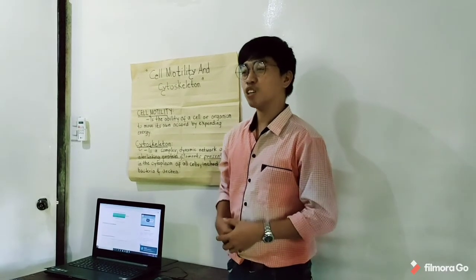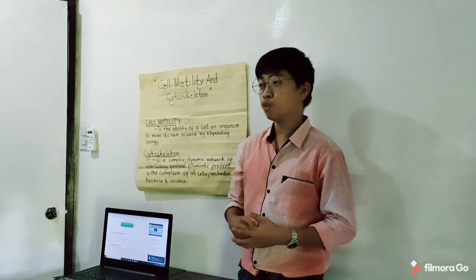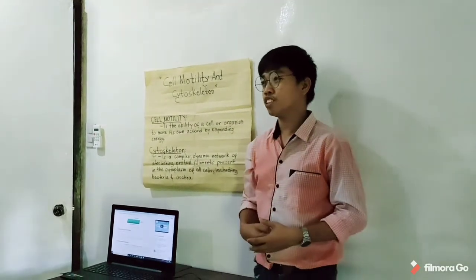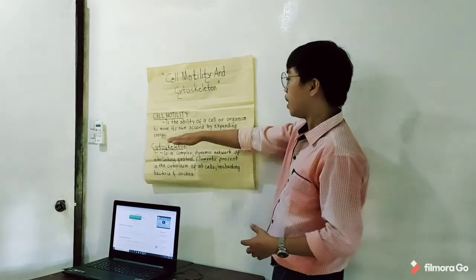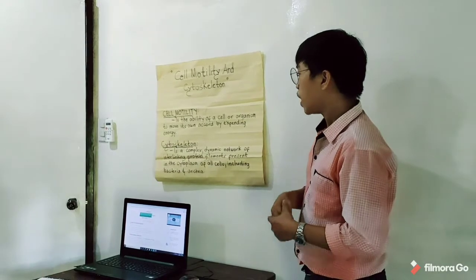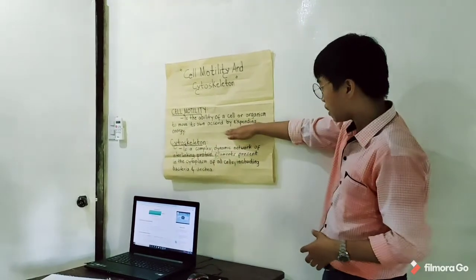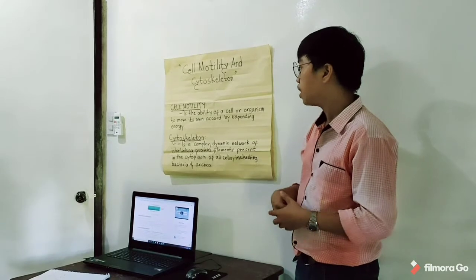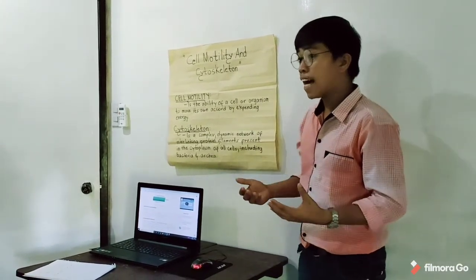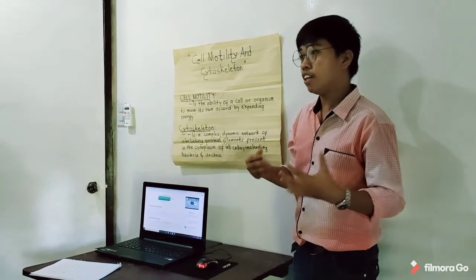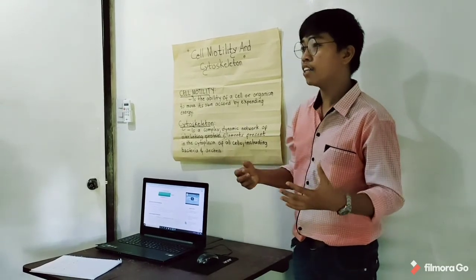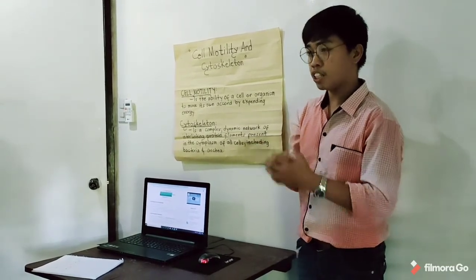Okay, good morning class. So this is the continuation of our topic, which is cell motility and cytoskeleton. First we have a definition of cell motility. Cell motility is the ability of a cell or organism to move on its own by expending energy. In other words, class, it is the spontaneous movement of a cell from one location to another by consumption of energy.